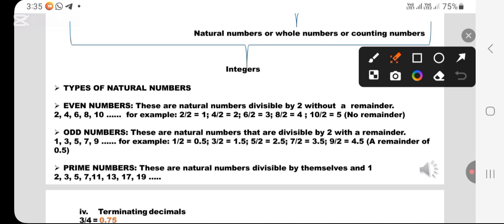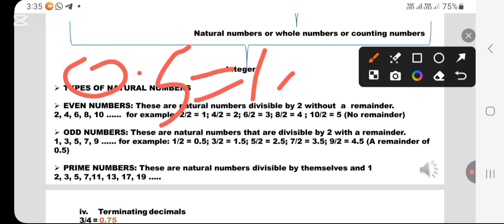That's how they continue. So when you divide 1 by 2, you have 0.5. When you divide 3 by 2, you have 1.5. When you divide 5 by 2, you have 2.5. When you divide 7 by 2, you have 3.5. When you divide 9 by 2, you have 4.5. So a remainder of 0.5. So this 0.5 is equal to 1 over 2.